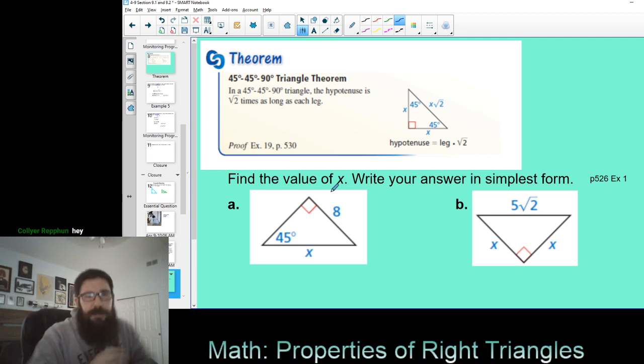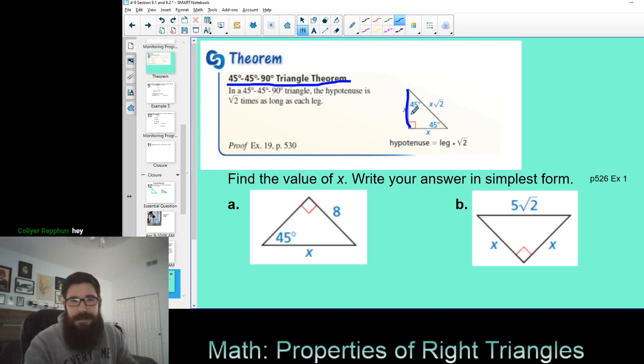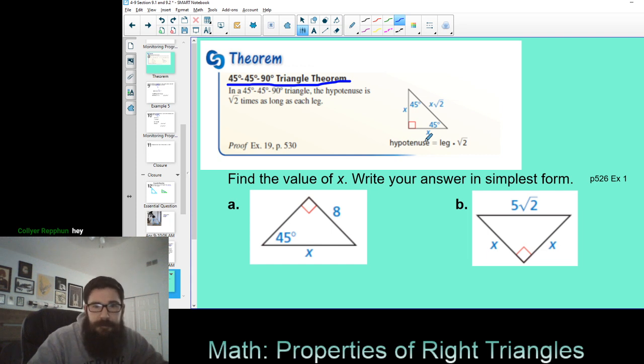Let's actually put this to work. We've got this 45, 45, 90 triangle theorem. I'm not really going to expect you to say this all the way out. Really what happens is I have my legs right here because it's still a right triangle. You notice in both cases these legs are listed as x. Each leg is exactly the same. They're congruent to each other. Your hypotenuse is always square root 2 times bigger than whatever your leg number is. That's it. There are some cool proofs of this, but let's just put it to use.